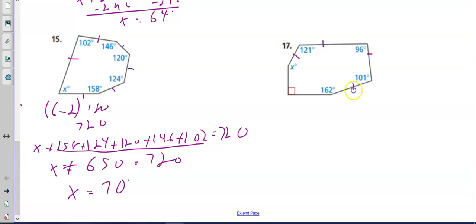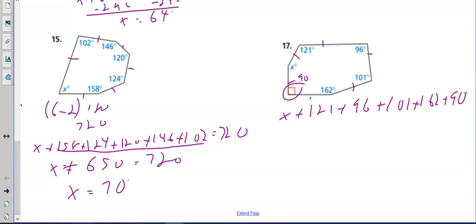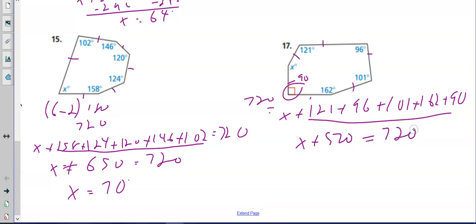Over here we have 1, 2, 3, 4, 5, 6. Again, we already know that's 720 degrees. So x plus 121 plus 96 plus 101 plus 162 plus this right here, don't forget, is 90. Ran out of room, equals 720. If you add all those together, you get 570. Now when you subtract 570, you get 150 degrees.